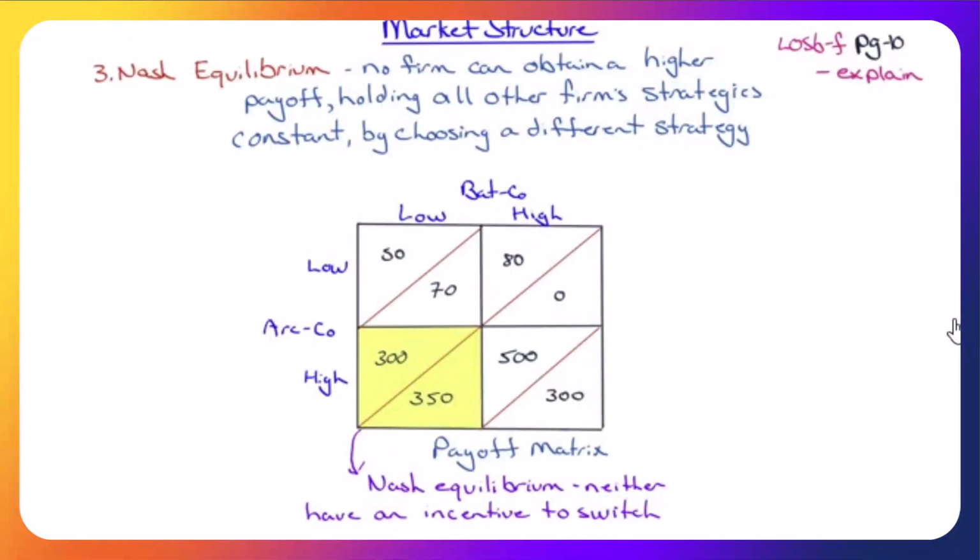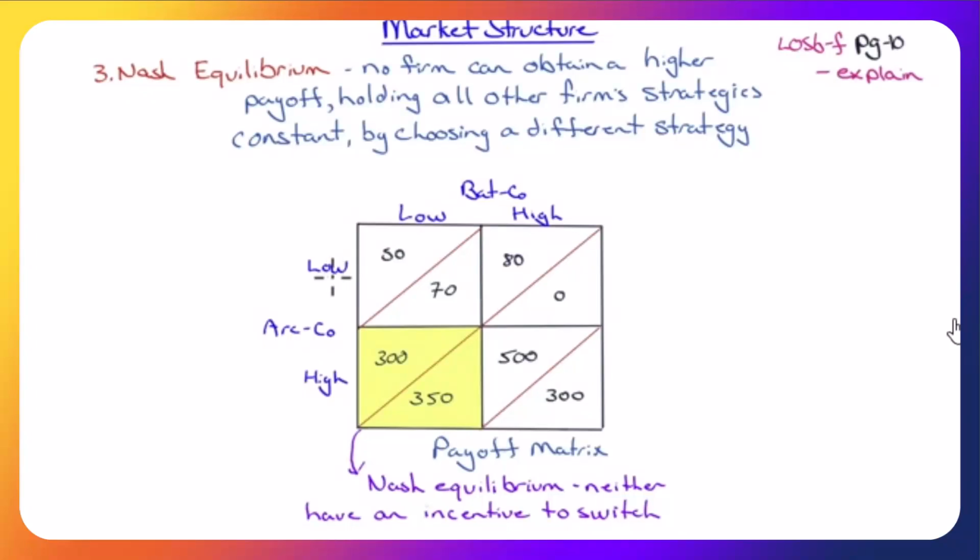So let's look at a simple example here. A Nash equilibrium is an equilibrium in which no firm obtains a higher payoff. Typically, we say no player obtains a higher payoff, but here we're talking about firms, so we'll just name them. No firm obtains a higher payoff, holding all other firm strategies constant, by choosing a different strategy. So here we have ARCO and BATCO, and they can pursue either a low price or a high price strategy.